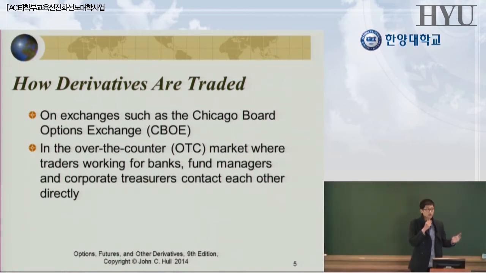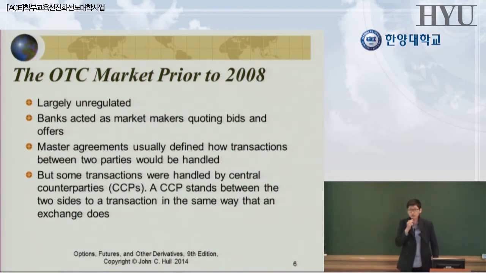The difference between these two markets is that the exchange market is very much standardized, and the over-the-counter market is not. Before the 2008 credit crisis, the over-the-counter market was largely unregulated, and the investment banks acted as market makers at those times, quoting bids and offers. It means they acted as liquidity providers. And there weren't master agreements to make contracts flexibly.